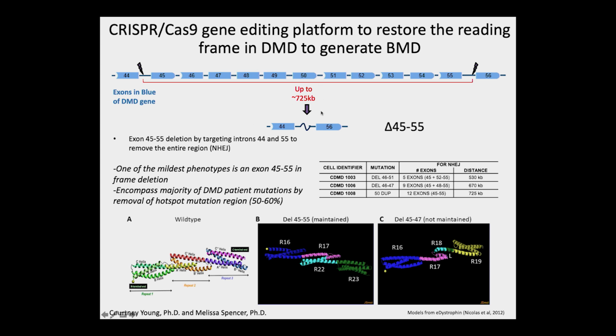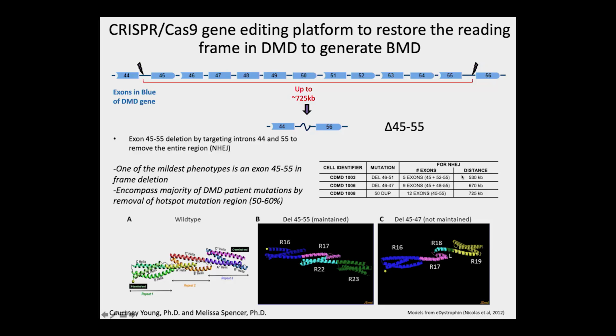It's a little bit crazy because it's 725 kb, and so we thought this may not work. We might not be able to remove this region. We actually developed guides in the introns. And so we're just asking the genome, using non-homologous end joining once Cas cuts at our guide sites, to piece this back together and make a Becker-like protein. We didn't know if it would work, so of course our lines that we chose had different size deletions, and so this would render the distance of removal different, and we wanted to just test and see, can we remove this entire region to restore functional protein?